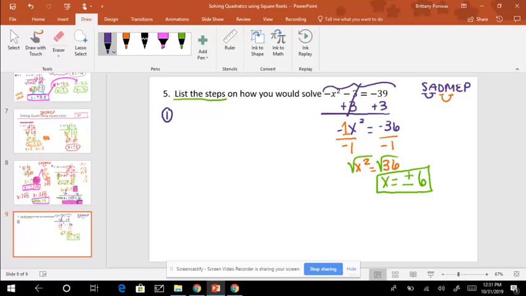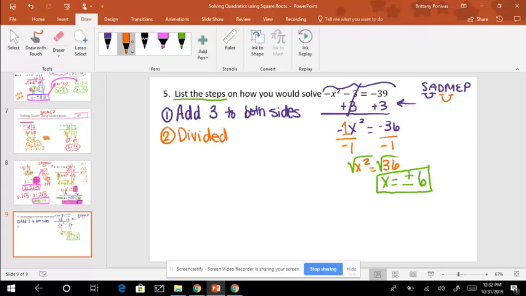So listing the steps. The very first thing we did here, I did in this bluish purple color. I added 3 to both sides. So we would add 3 to both sides. My second step is what I did here in orange. So our second step is we divided both sides by negative 1. My third step was there in green. We took square root of both sides. So square root both sides.